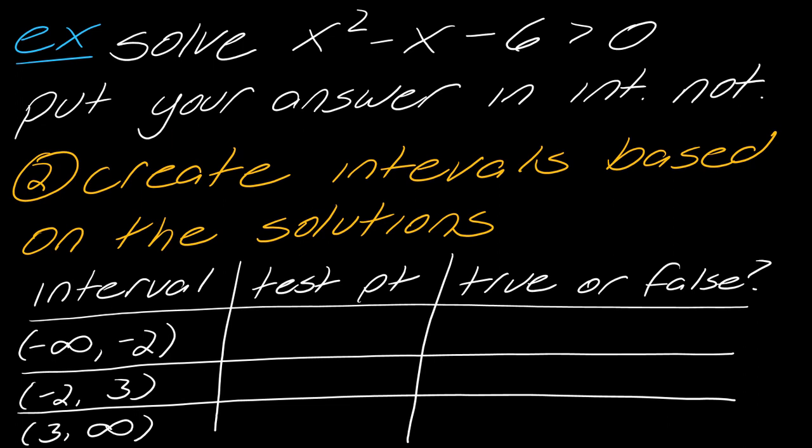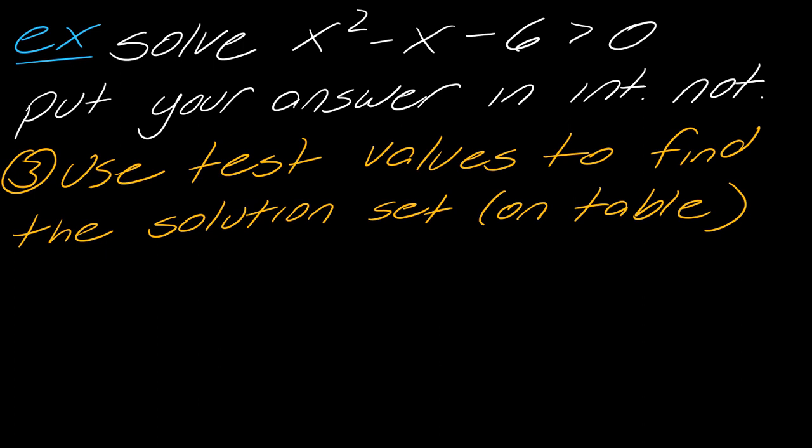Think about the 3 intervals I was just telling you about. We're going to take each of those intervals, so negative infinity to negative 2, negative 2 to 3, 3 to infinity, and set those up in an interval column. Then we're going to have a second column for a test point, and that test point is going to give us either a true or false. Setting up this table really brings us to step 3 in this process, which is to use test values to find the solution set on the table.